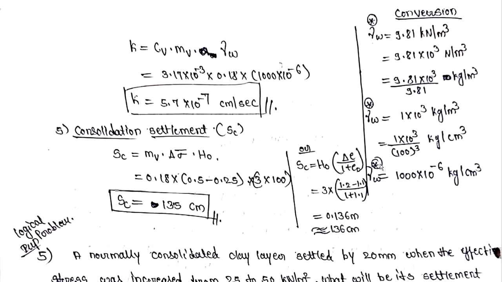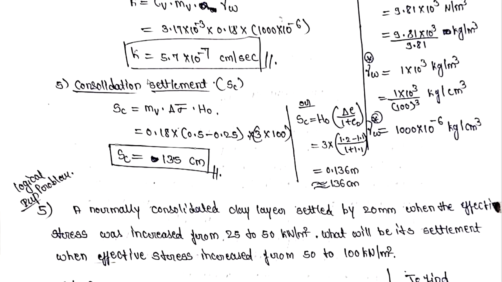Remember, while substituting mu w, you must be very careful. So I have substituted 1000 into 10 to the power minus 6 and got the value for k. k I have got as 5.7 into 10 to the power minus 7 centimeter per second.